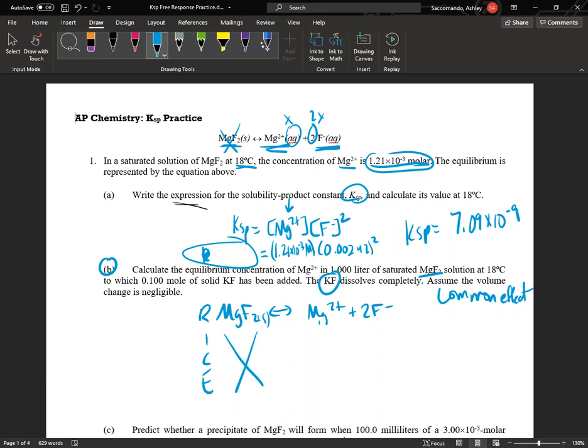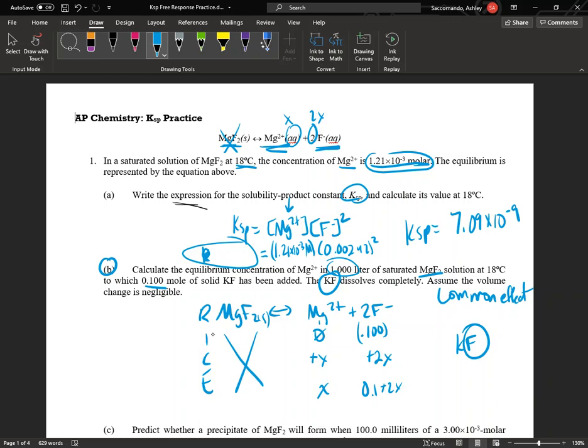However, initially, we have this saturated, but we're adding this to it. So this is 0.1 per liter being added. And of the KF, it's actually the F that's being added. That's this part that's being added. So this is where I put it in, right here, 0.1. So then this would be plus X, plus 2X. So 0.1 plus 2X and then X here.